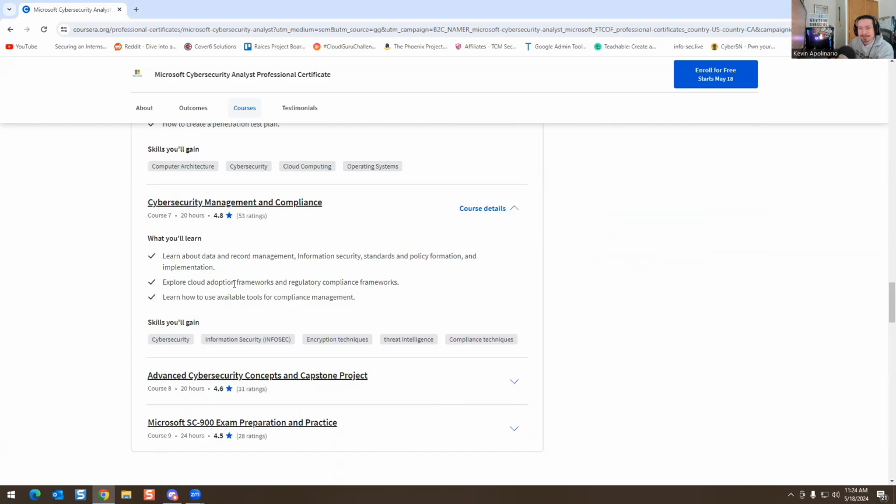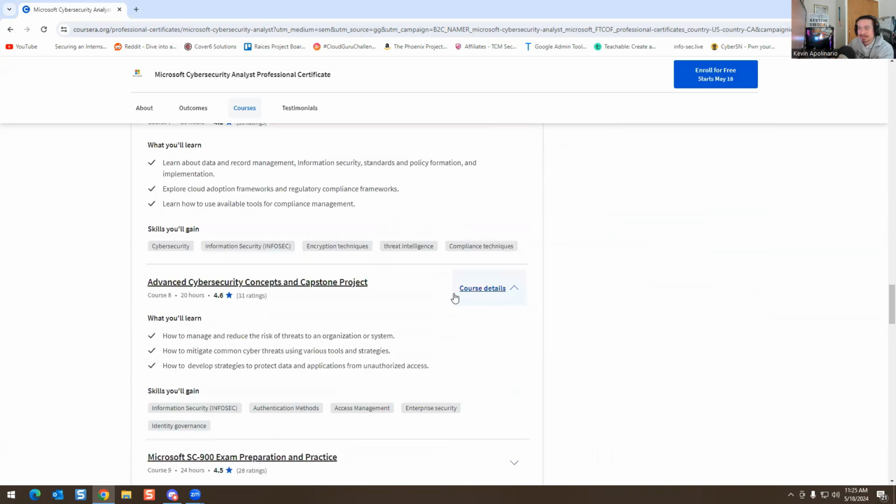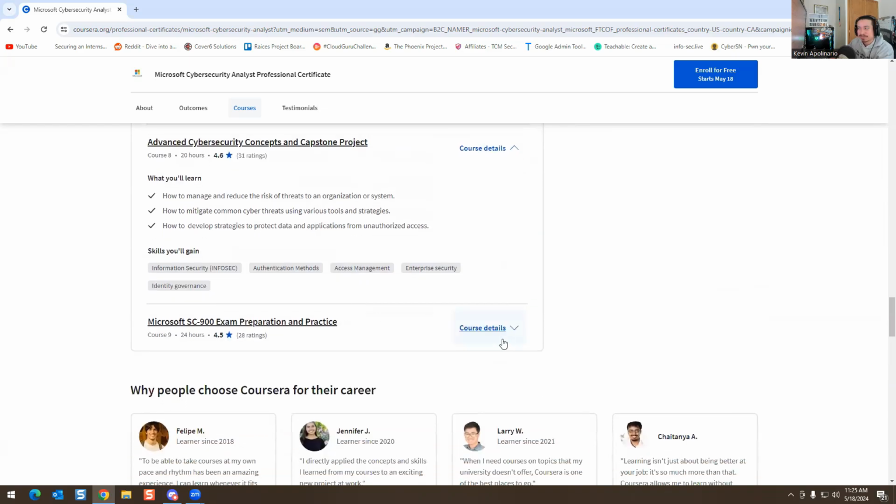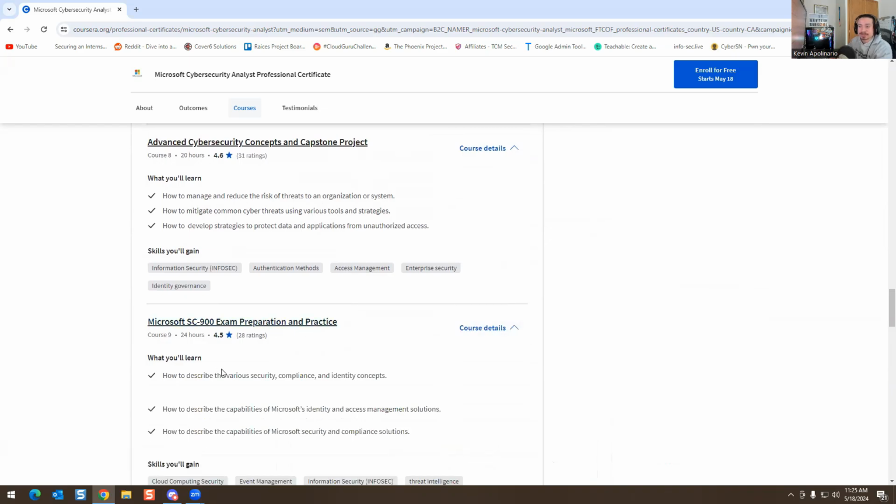Some Security Plus concepts are in here and there. If you take Security Plus, some of that stuff you'll understand in the actual course. And then there's the advanced cybersecurity concepts capstone project, covering risk of threats to organizations or systems and how to develop strategies to protect data and applications from unauthorized access. And the last one actually prepares you for the SC-900 exam, which is the entry-level cybersecurity exam.